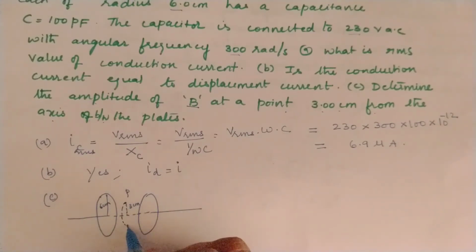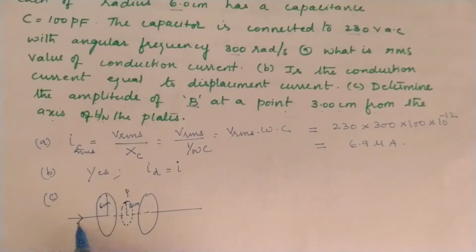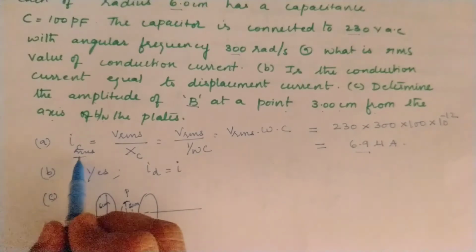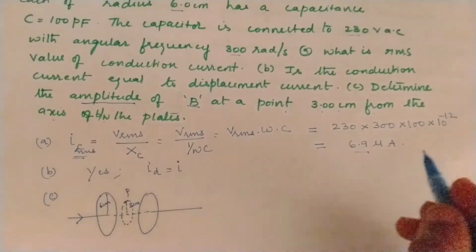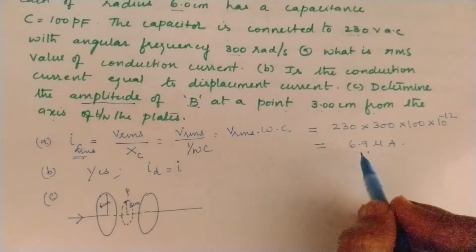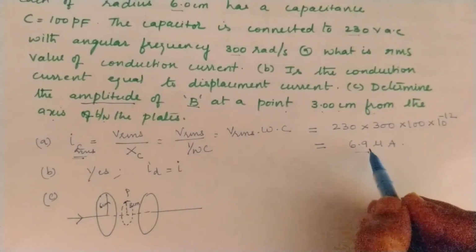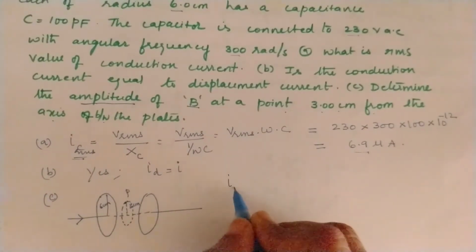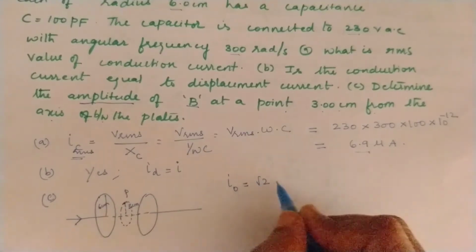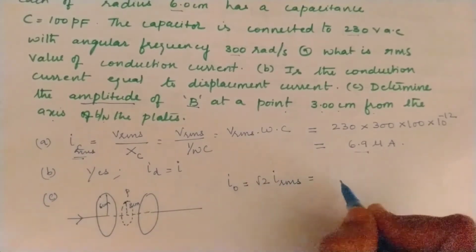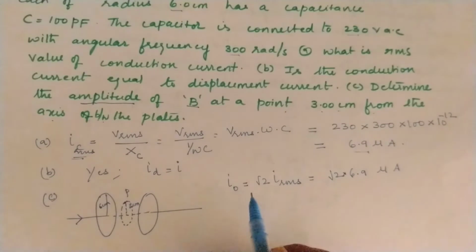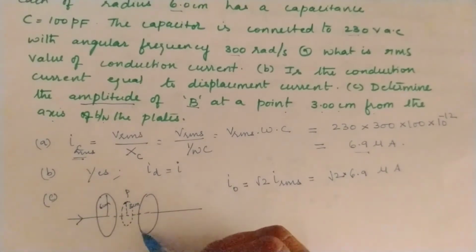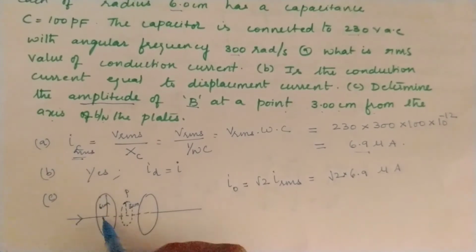So I need to construct one Amperian loop. For that I need the current only in this region. Total current is 6.9 microampere, but this is RMS value. But since the question is to find out amplitude, amplitude represents the peak value. So what is the peak value of a conduction current? 6.9, because RMS value is 6.9. How to get the peak value? I naught is equal to root 2 times of I RMS. That is root 2 times of 6.9 microampere.